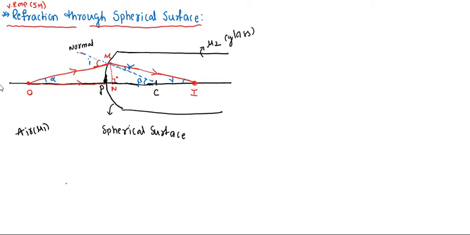Now let us see this. O is an object here. I is the image.